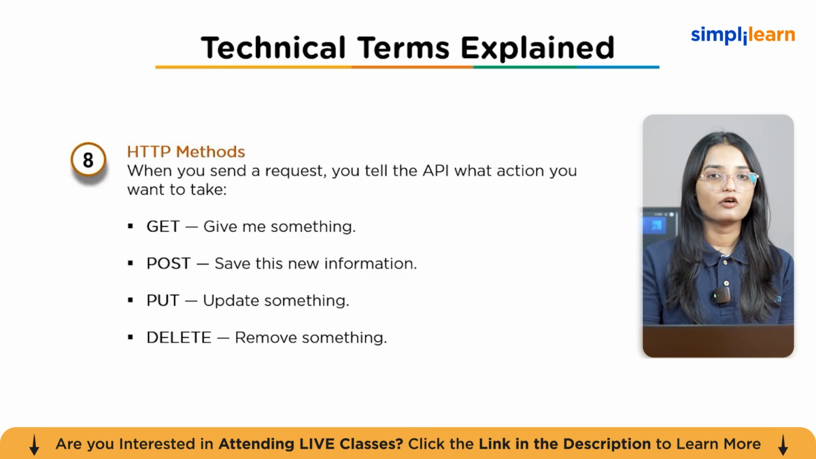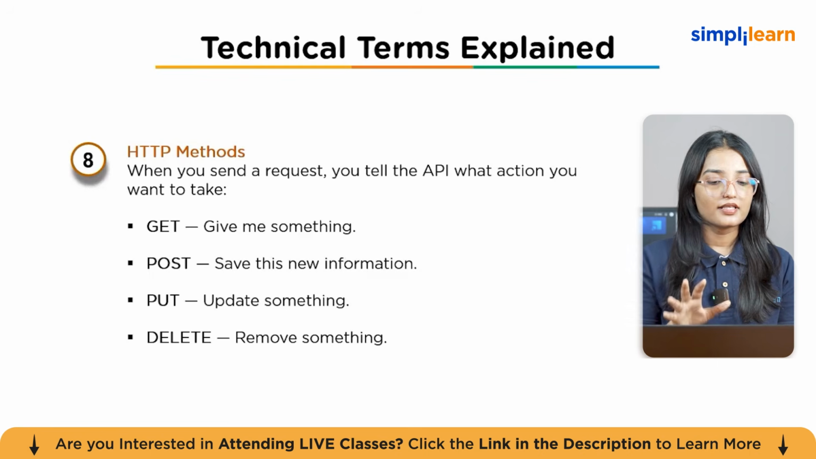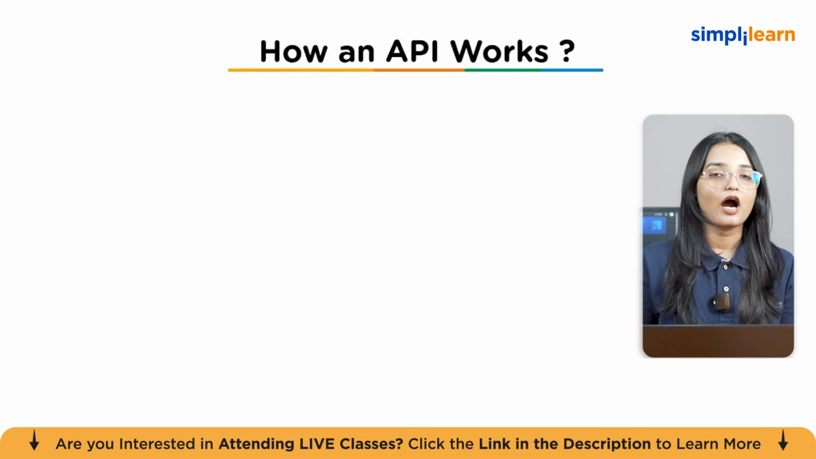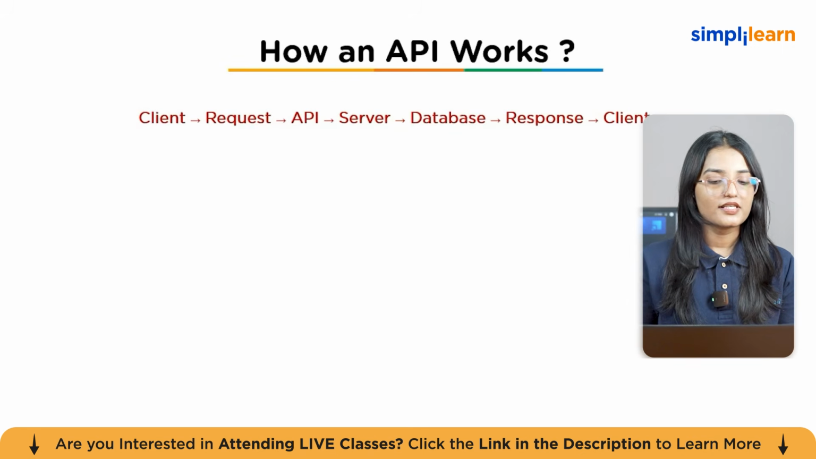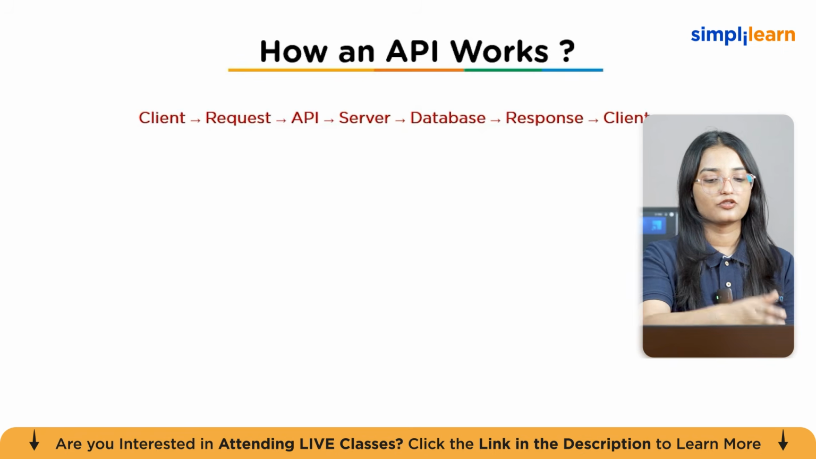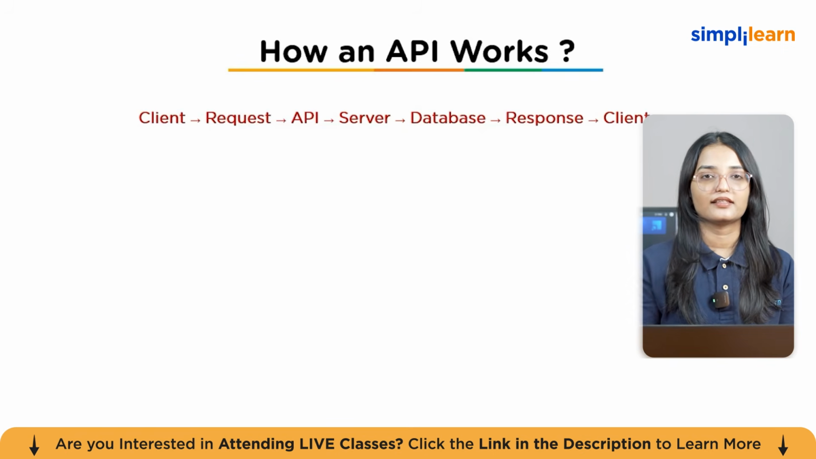Then you have POST for saving some new information, PUT for updating something, DELETE to remove something. So this is how the HTTP methods work. Now let's move on and understand how an API actually works. This is the workflow for the API: the client sends a request, the API goes to the server, then the database, then the response, and then back to the client.